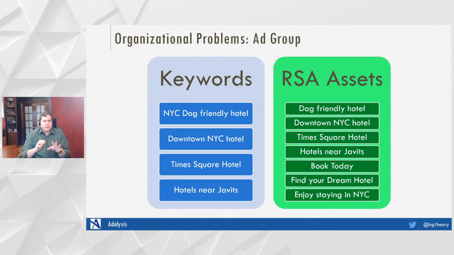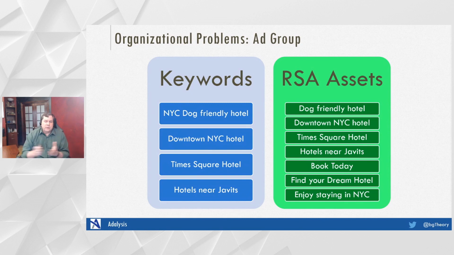Now, when someone searched for a New York City dog-friendly hotel, the most common combination they actually viewed was hotels near Javits. When someone searched for downtown NYC hotel, the most common combination they were seeing was dog-friendly, right? And so what happens is Google is not very good at saying the user searched for this. We need to find that asset and then show it to the user.